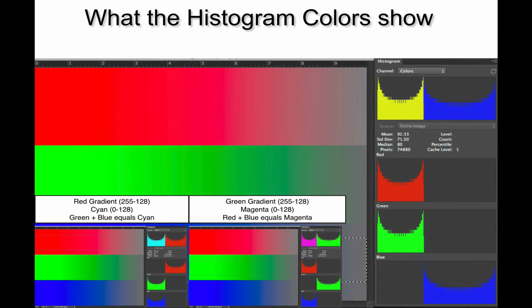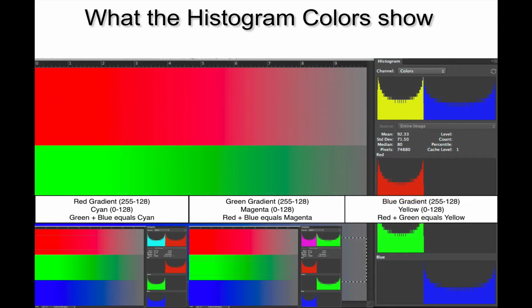And lastly, I've got the blue gradient selected. It's hidden, unfortunately, but as you can see, we see yellow up above, and we see yellow because red and green create yellow.